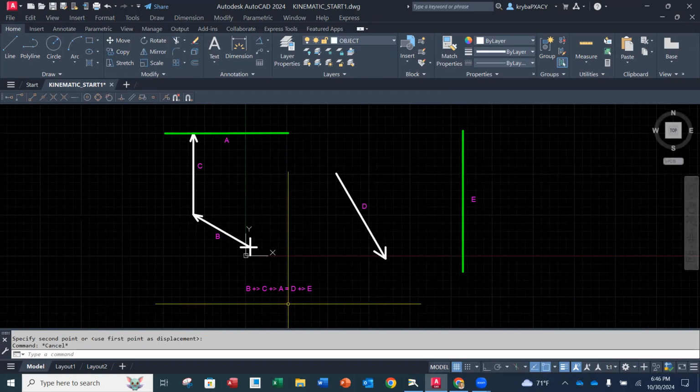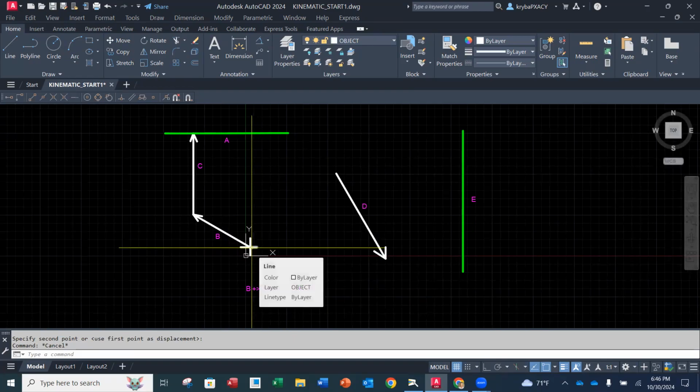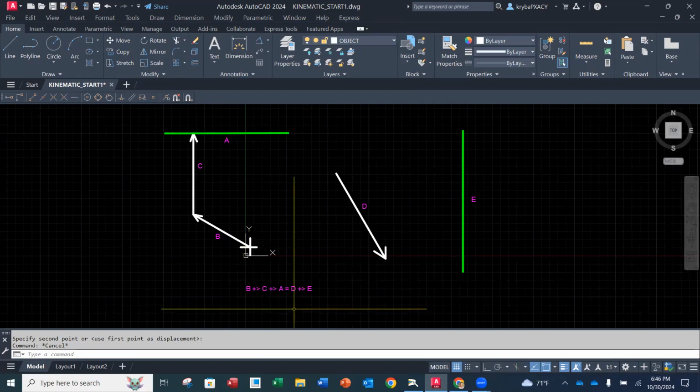Notice now I am crossing over the equal sign. So that means I am starting back at my origin. So the first variable on the right-hand side is D.